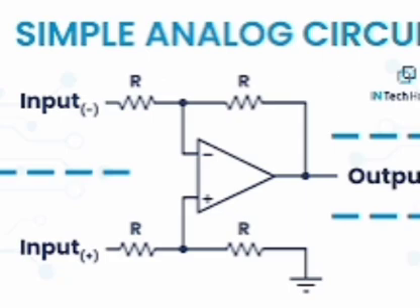Applications: CB configuration is for high frequency applications. CE is for audio frequency applications. CC is for impedance matching. Phase shift between input and output: CB is 0, CE is 180, CC is 0.